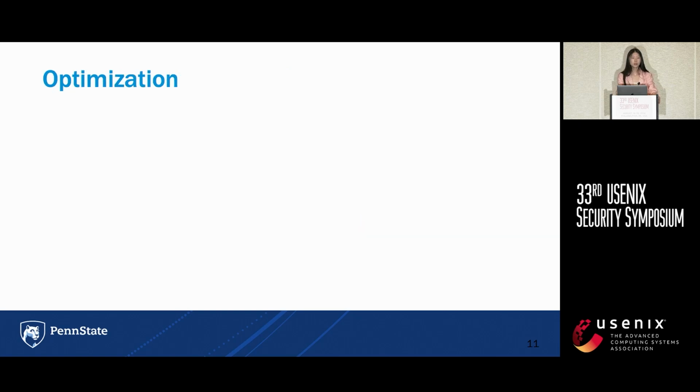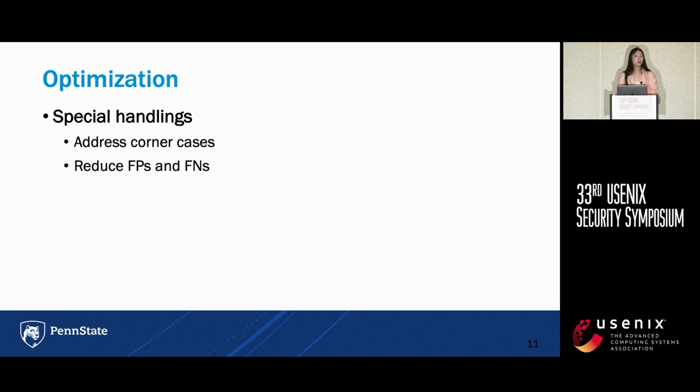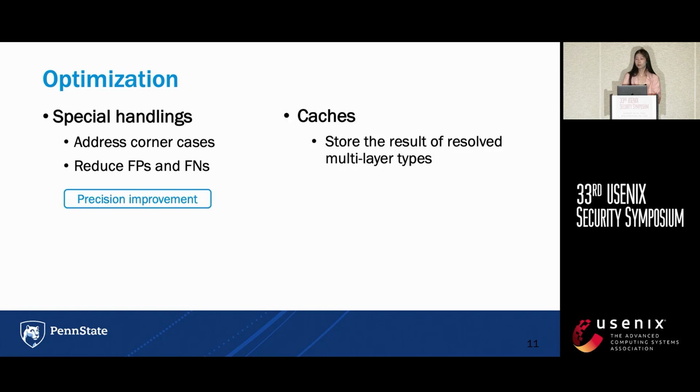In implementation optimization, we use special handlings to address corner cases, which reduces both false positives and false negatives for precision improvement. We also use caches to store the results of resolved multiple types for efficiency improvement.